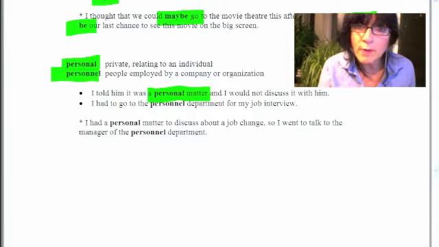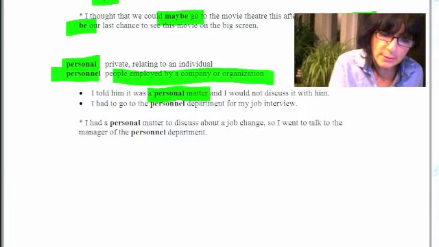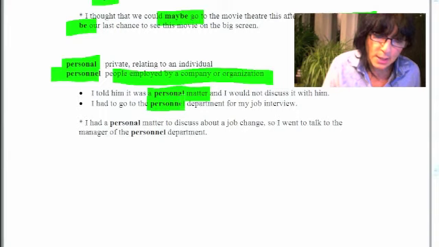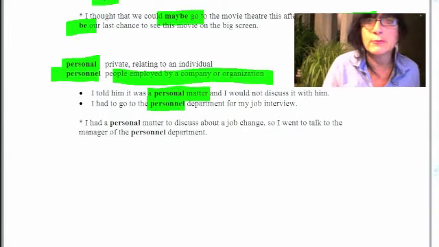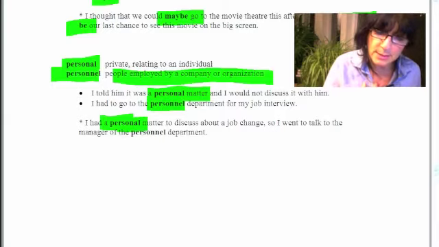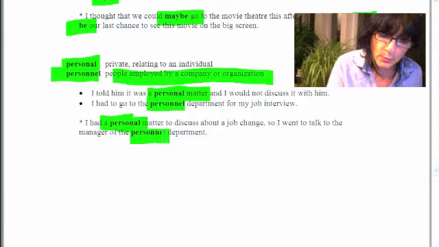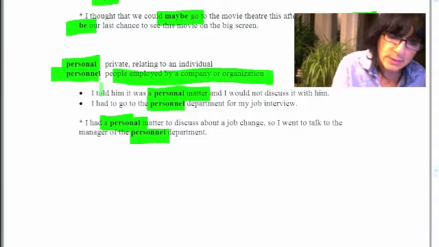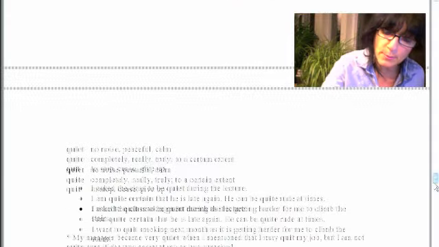Personnel: a lot of offices and big companies have personnel departments. They're people who are employed by a company or organization. I had to go to the personnel department for my job interview. Using the two in a sentence: I had a personal matter, meaning about myself, to discuss about a job change. So I went to talk to the manager of the personnel department. So this one's pronounced personal and the other one's personnel.